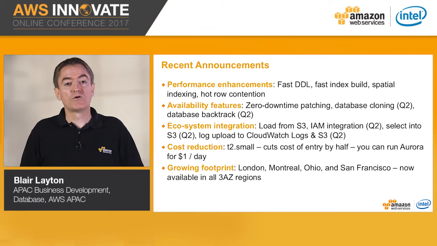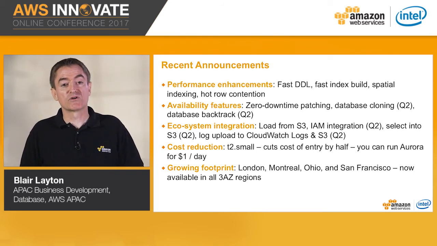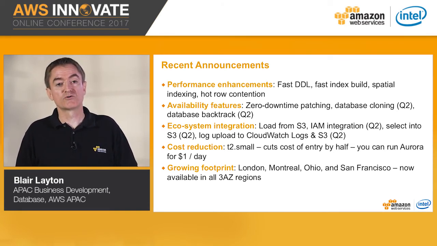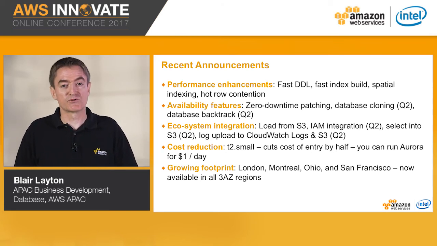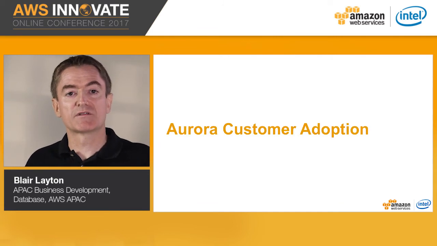Having the T2 small and medium instances available for Amazon Aurora allows you to run your dev test environments and small databases at a much lower cost. Amazon Aurora is now available in all 3 AZ regions, including London, Montreal, Ohio, and San Francisco that were recently introduced. Now I'd like to talk about some of the customers that are using Aurora today.